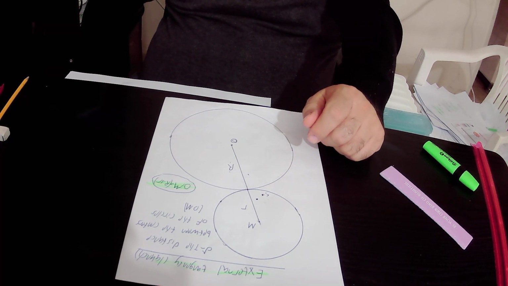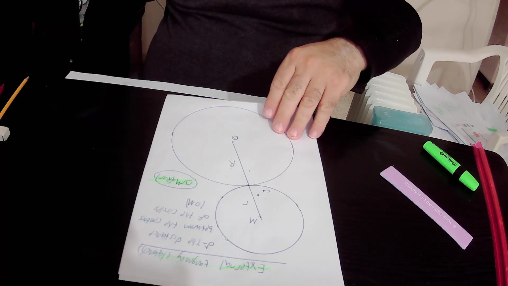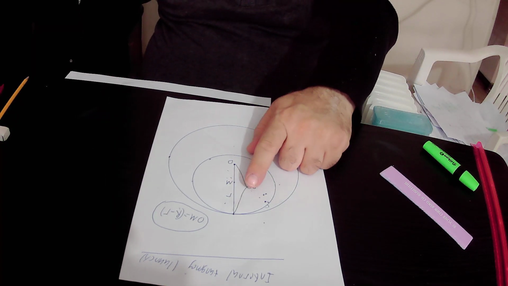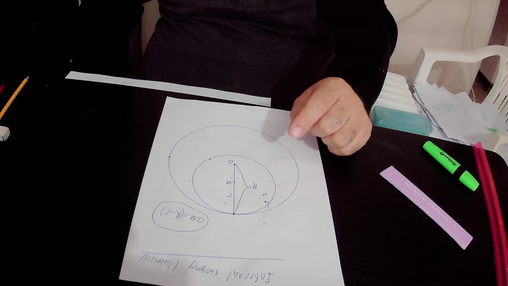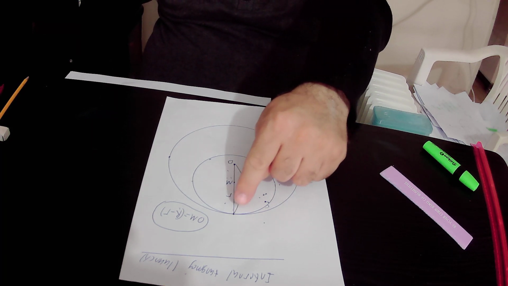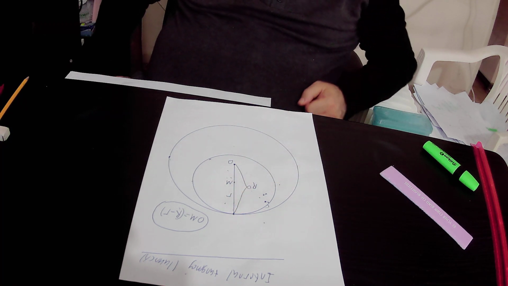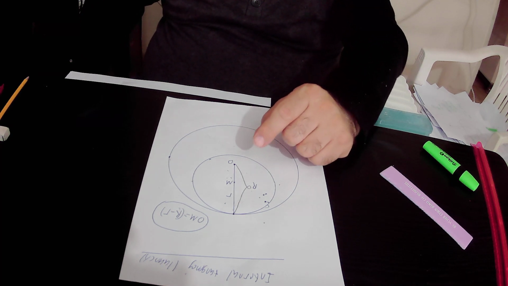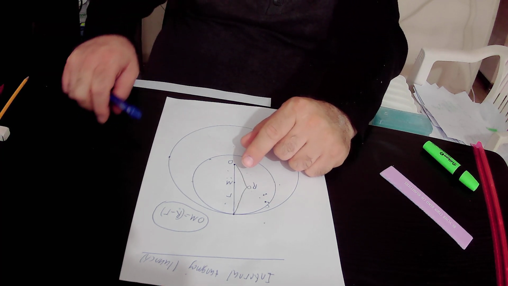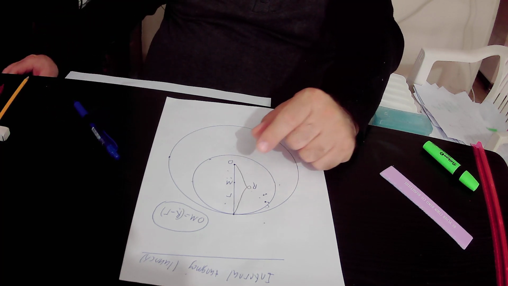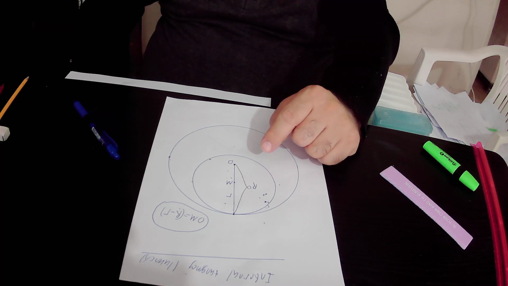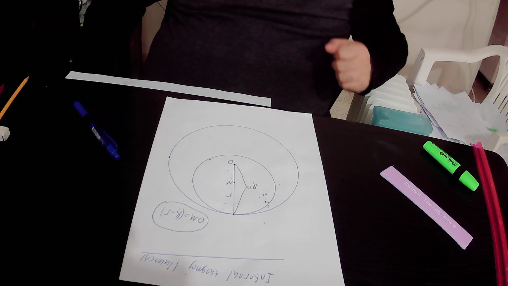And there is also another type of tangency between two circles. This is the internal tangency. In this case, the two circles are touching internally at this point. This is the point of tangency between the two circles, and the distance between their centers, that is to say the length of line segment MO, will be equal to the difference between the lengths of their radii. In this case, it will be equal to capital R minus small r.